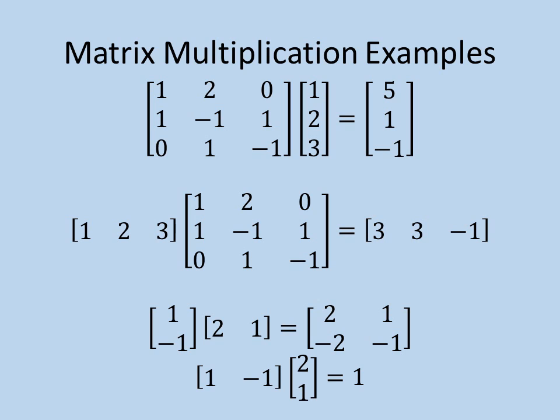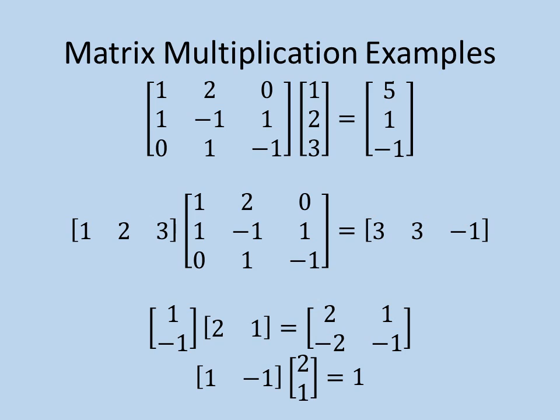Notice that in these first two examples the column vector 5, 1, minus 1 is not the same as the row vector 3, 3, minus 1. So you get completely different results when you multiply a 3 by 3 by a column vector and a row vector by that same 3 by 3. We get very different results, and they're even of different magnitude. Even though these first two examples show that you get a vector result, those two vectors aren't the same.